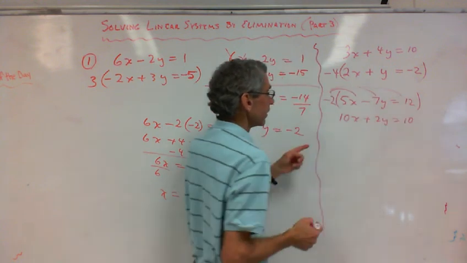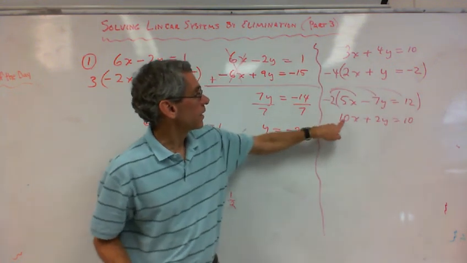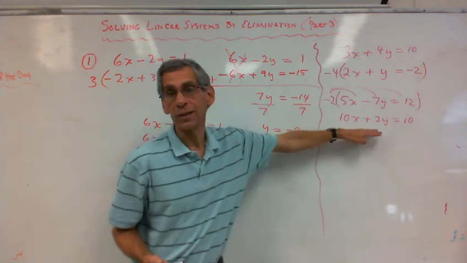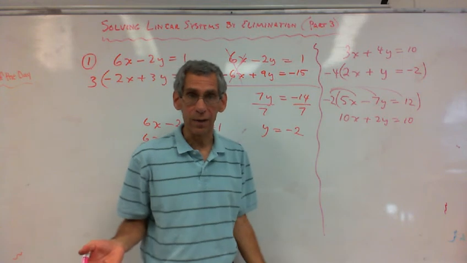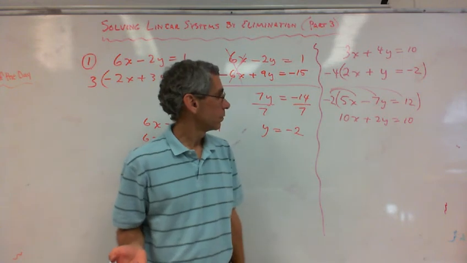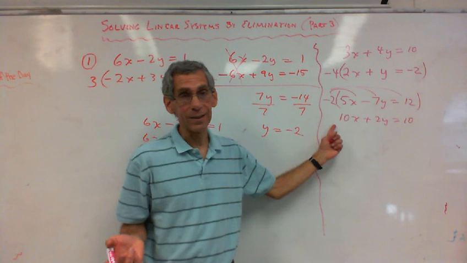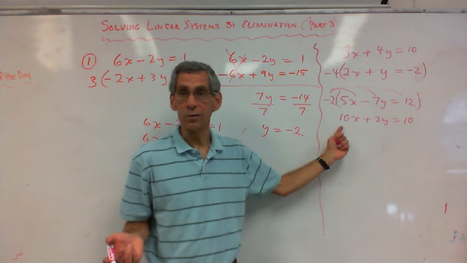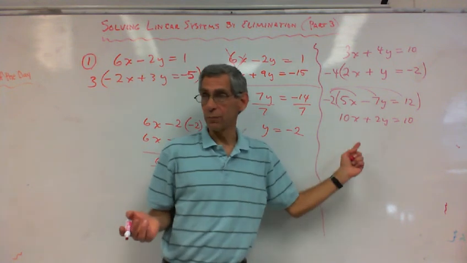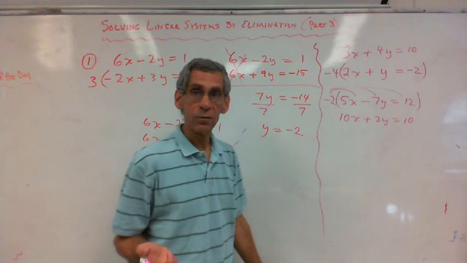Everything in it gets multiplied by -2. That would be -10x and positive 10x. When I add them together, they eliminate. Actually, you could divide the bottom one by 2, because they're all divisible by 2. That's another option. Totally another option.